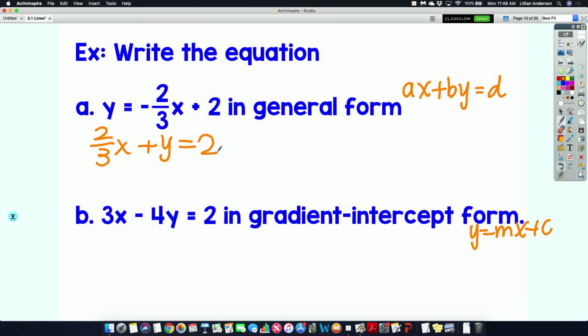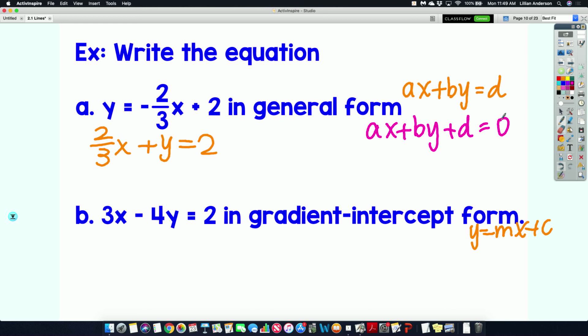Now, to extend this a little bit, because it didn't specify, make sure that a, b, and d are all integers. A lot of times, IB will say, write the equation of the line in this form, and they'll actually say ax plus by plus d equals 0 instead of saying general form. Ax plus by plus d is the general form. It's just when everything is all on one side and equal to 0.